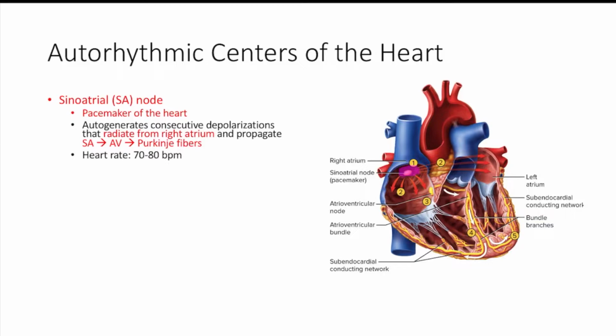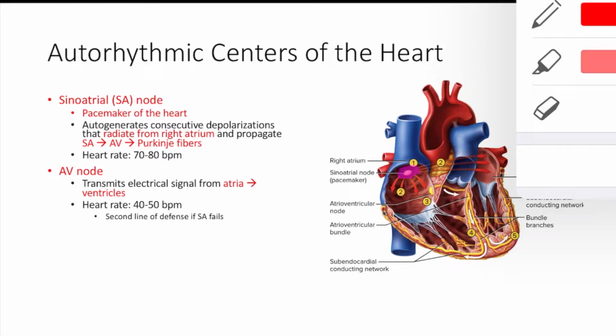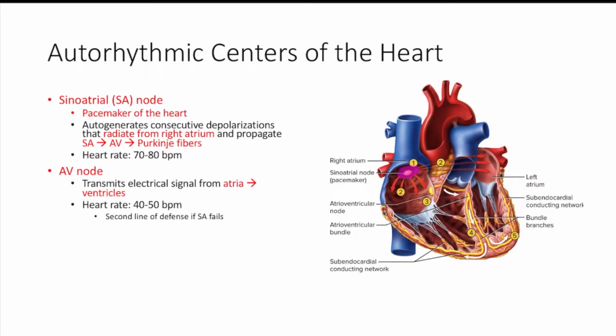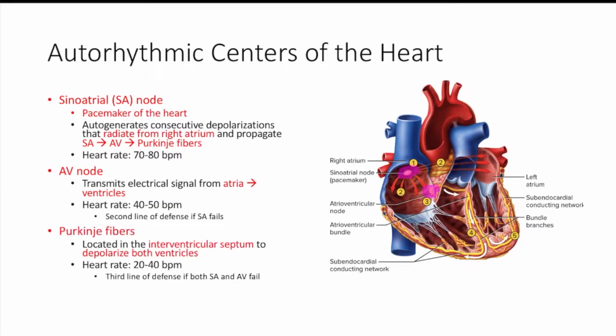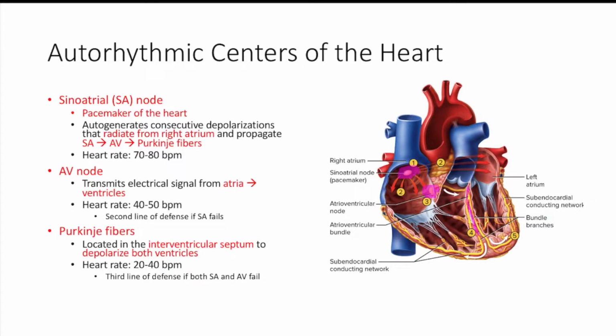The AV node will receive the signal from the SA node and will transmit it from the atria to the ventricles. This is a clinically important node for ensuring depolarizations of the atria and ventricles are coordinated, and this is something that is often of interest when we're looking at an EKG. Finally, the Purkinje fibers are located in the interventricular septum and will make sure that the electrical signal reaches all areas of the ventricle.